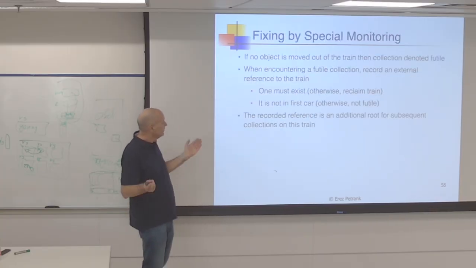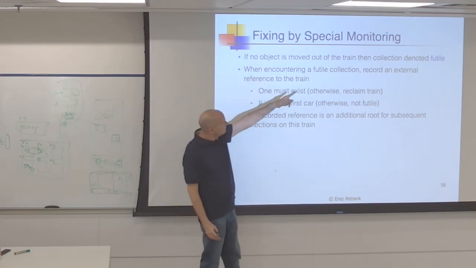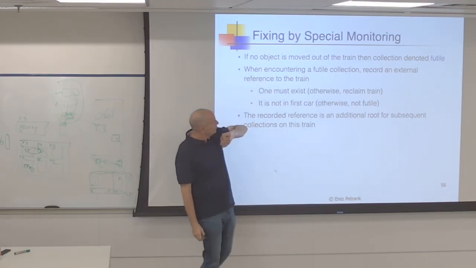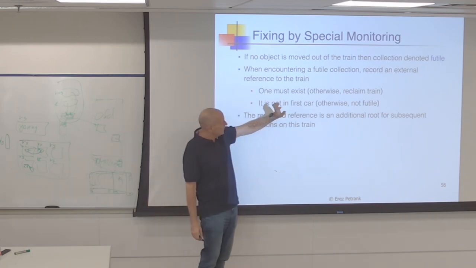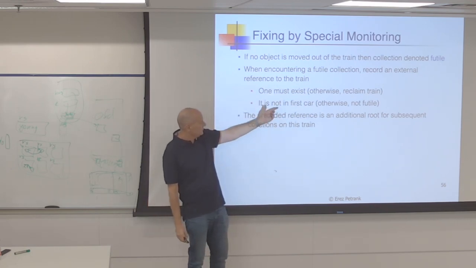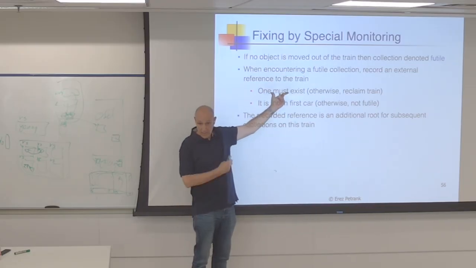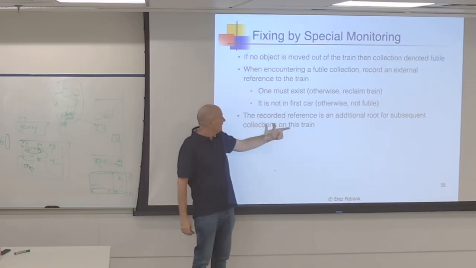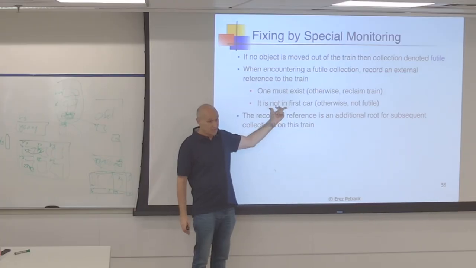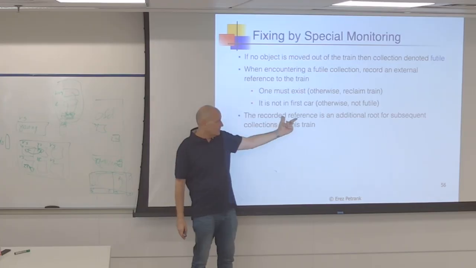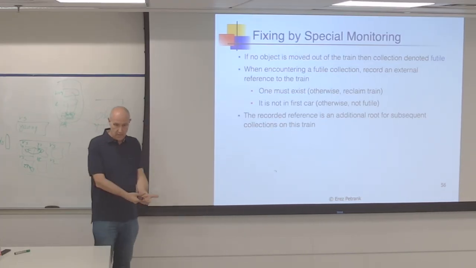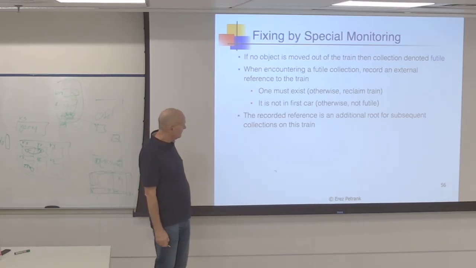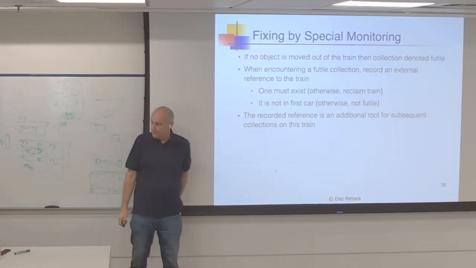So it's just special monitoring. If no object moves out, the collection is denoted futile. And when encountering a futile collection, I record an external reference to the train. There has to be one, otherwise I can reclaim the entire train. And it is not in the first car, otherwise it will not be futile. So I just record this reference, and it's like a root for when I get to this car and I reclaim it. Cool.